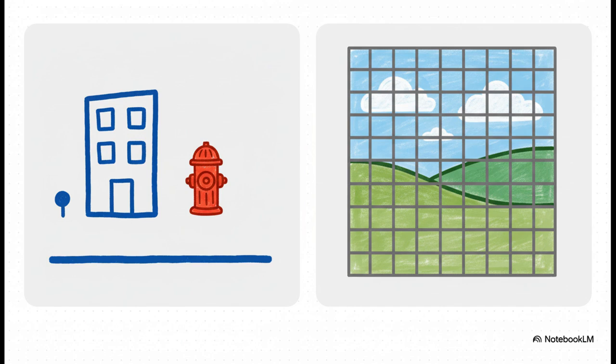On the left, those discrete objects are captured using what we call vector data: super precise points, lines, and polygons. Think of it like drawing with a pen. On the right, continuous fields are captured using raster data, which is basically a grid of pixels, just like a photo, where every single pixel has a value. This is more like painting with a brush. Each one has its strengths, and a really powerful GIS uses both of them.